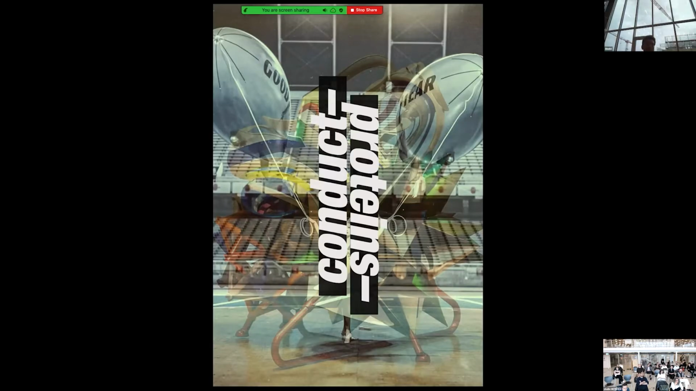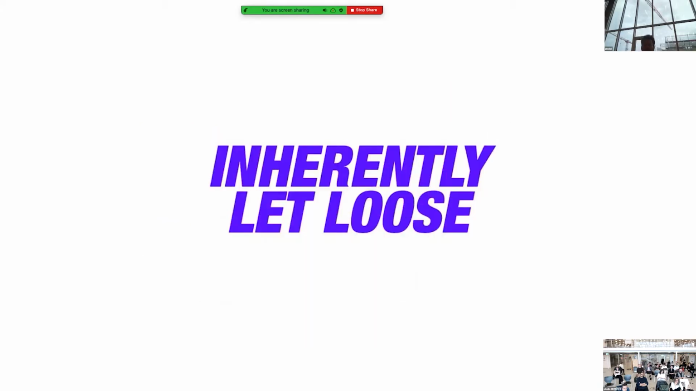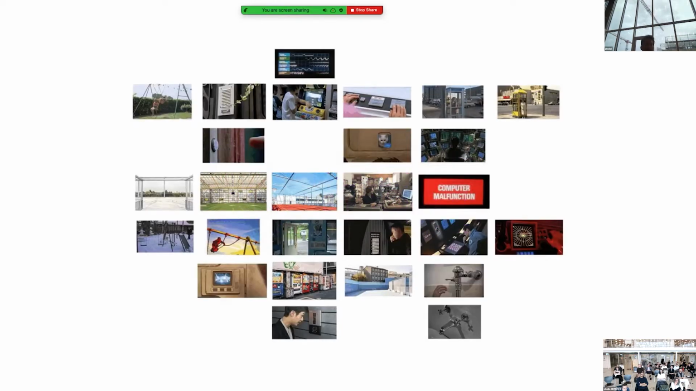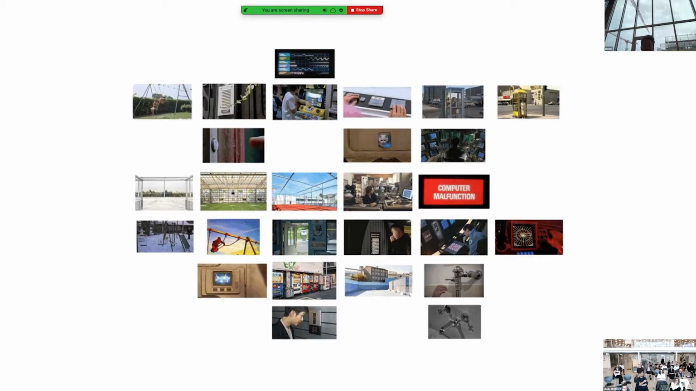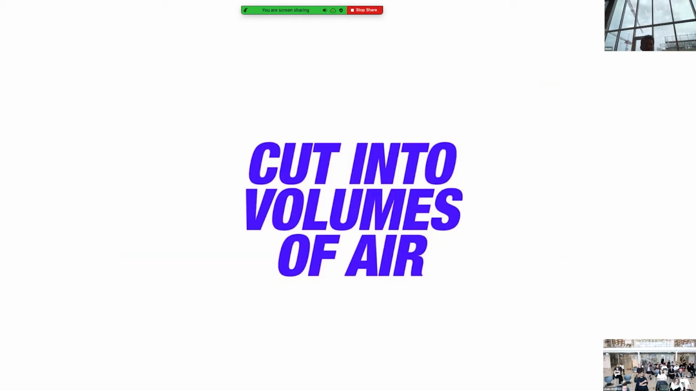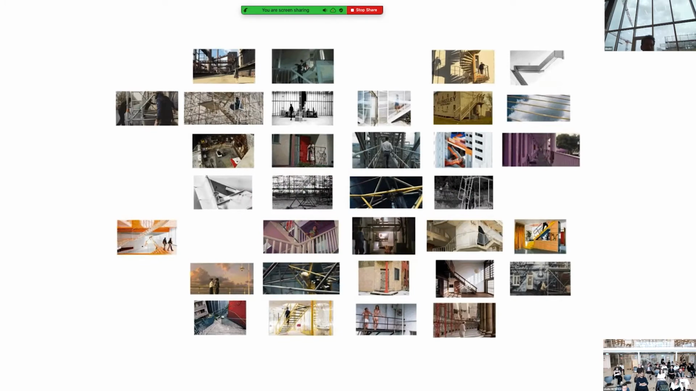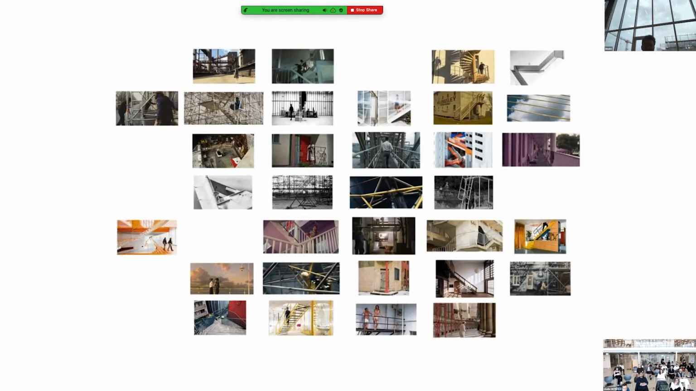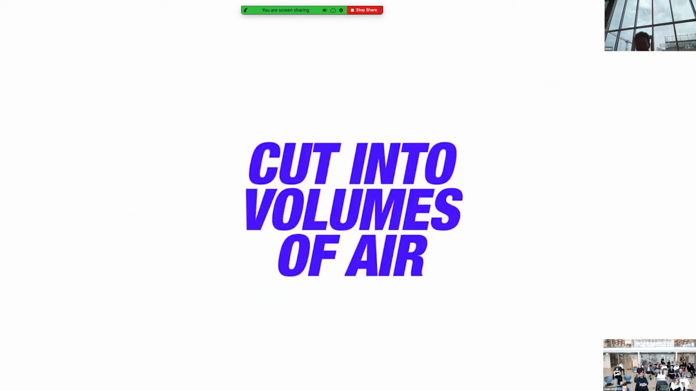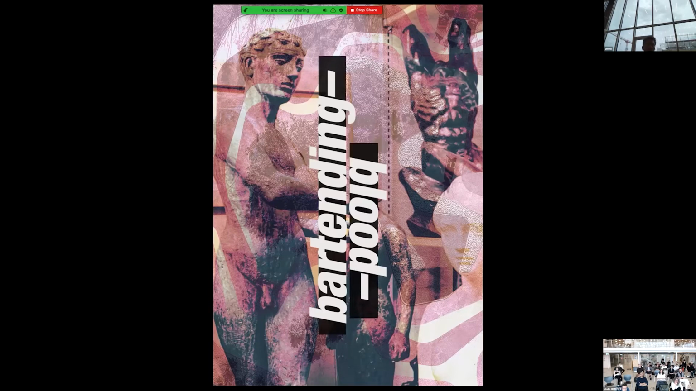The second one is called conduct proteins, because proteins conduct, and it's related to the notion of rhythm. Here we will inherently let loose, and it's about cutting into volumes of air. The third one is bartending blood, and it's related to the notion of communication.